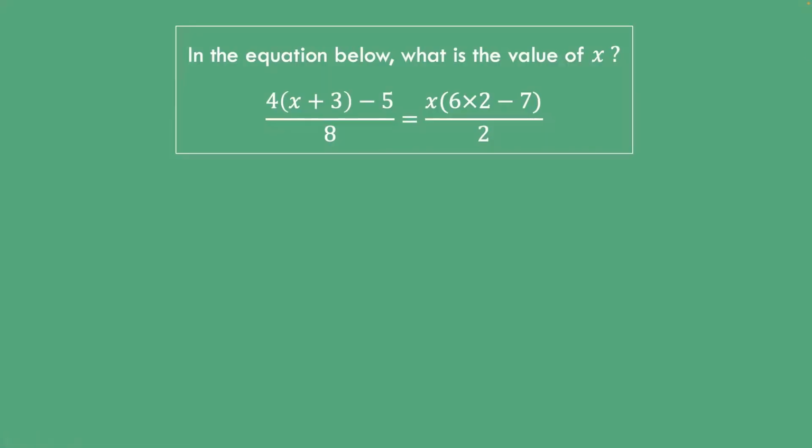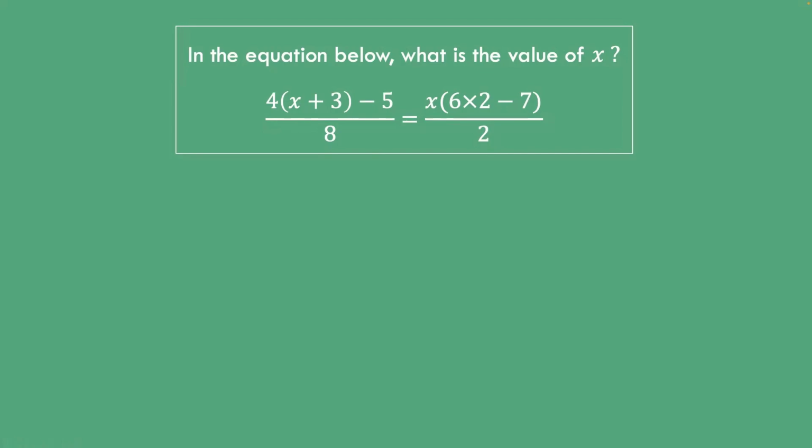The first example: in the equation below, what is the value of x? (4 times the quantity x plus 3, minus 5) divided by 8 equals x times the quantity (6 times 2 minus 7) divided by 2.